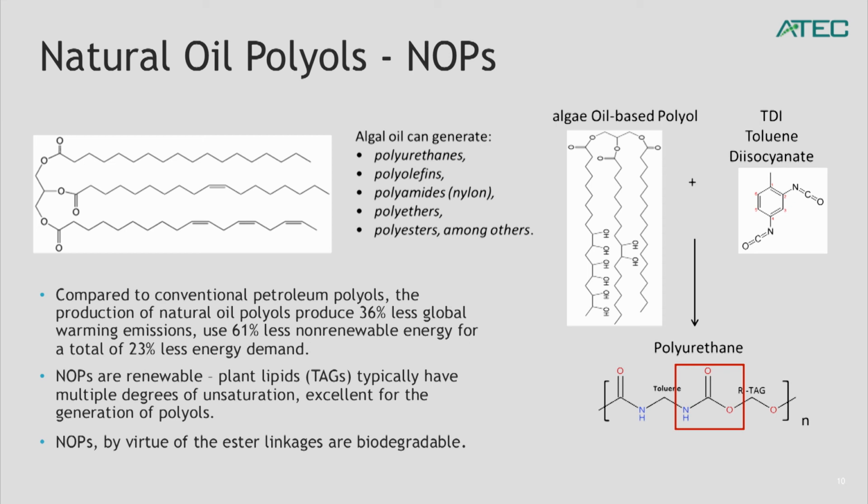The beauty of plant oils is there's a large number of degrees of unsaturation, lots of double bonds, so those are lots of places where we can manipulate the chemistry. If you look over on the right-hand side, you can see an example of a polyol made from the TAG that I've been using throughout this entire talk, and you can react it with a different isocyanate there, toluene diisocyanate, and you can see that typical urethane bond inside the red box.